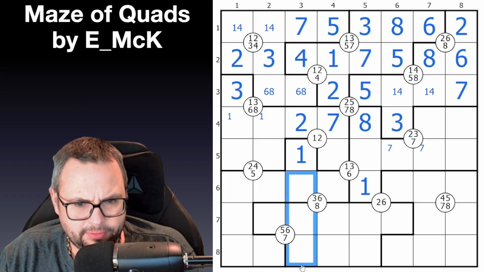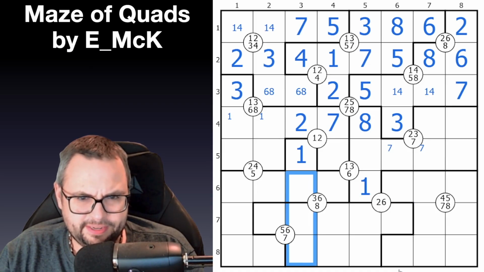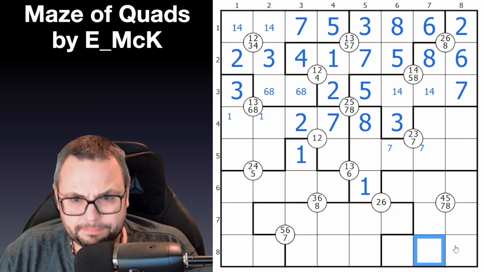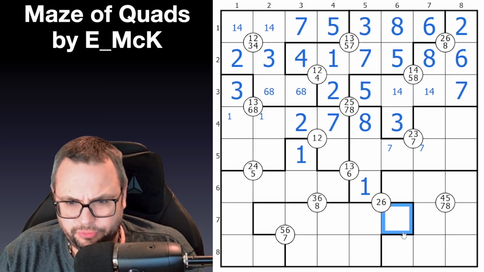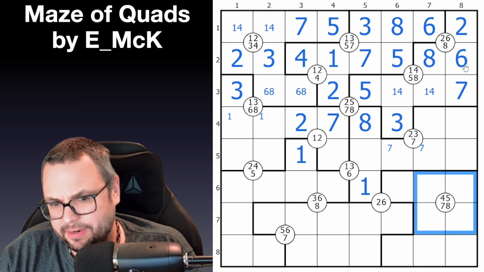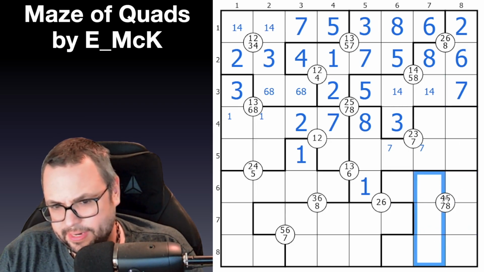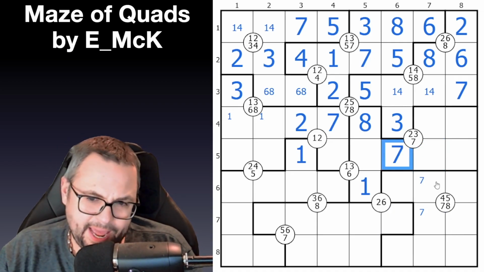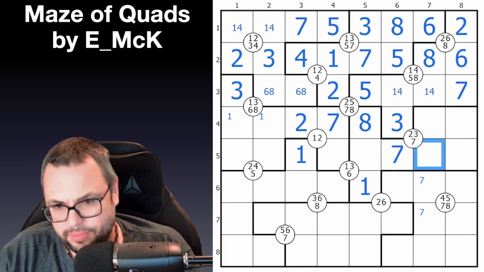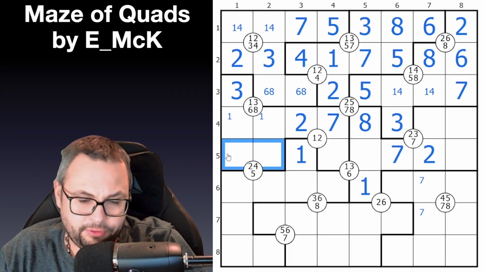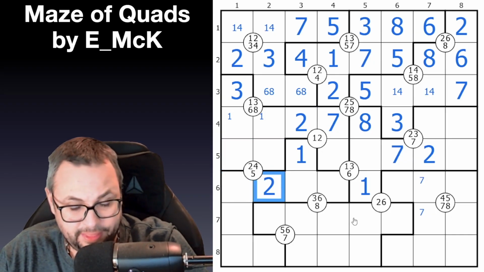Let's see. What is left in this column? 3, 6, 8, and 5, it seems like. Maybe I'm not too psyched about writing that in just yet. I do see that I have a 7 looking down from above at this quadruple that needs a 7. So that 7 goes in one of these two, which tells me that that's a 7. And now the 2 on this quadruple is placed there.